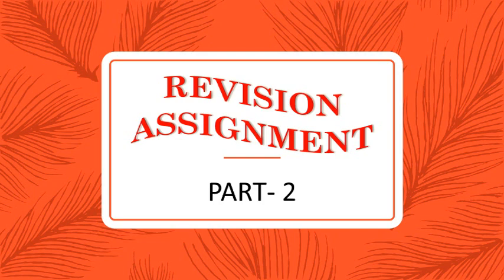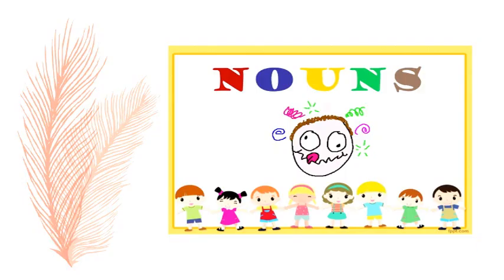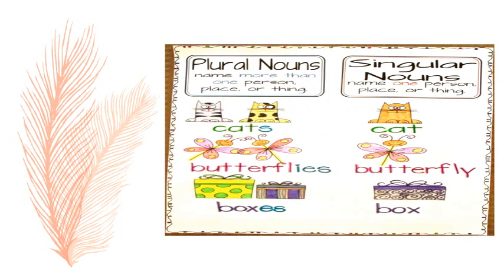And are you excited that what topics are we going to take today? So just have a look. All right. We'll carry on with the nouns, but definitely not ones that we have already practiced. So let us see what kind of nouns or what segment are we going to pick up today. So we have today a revision assignment based on the topic nouns number. If you recall, dear children, we had done the singular nouns and the plural nouns. All right?